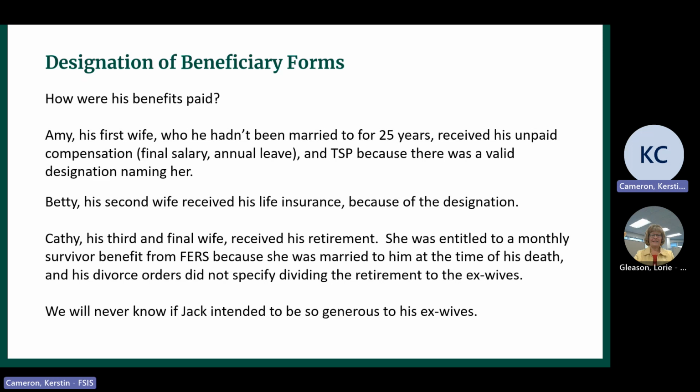Amy, his first wife, who he hadn't been married to for 25 years, received his unpaid compensation to include final salary, annual leave, travel compensation, or pending awards, and his TSP because there was a valid designation naming her. Betty, his second wife, received his life insurance because of the designation. Kathy, his third and final wife, received his retirement.